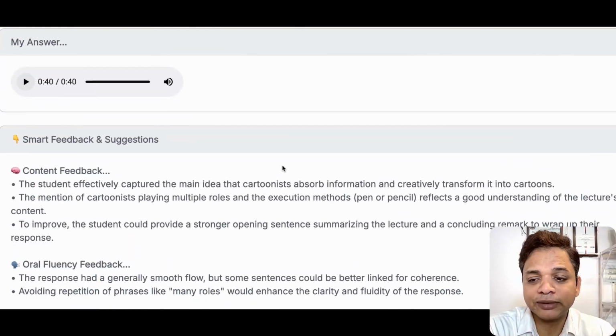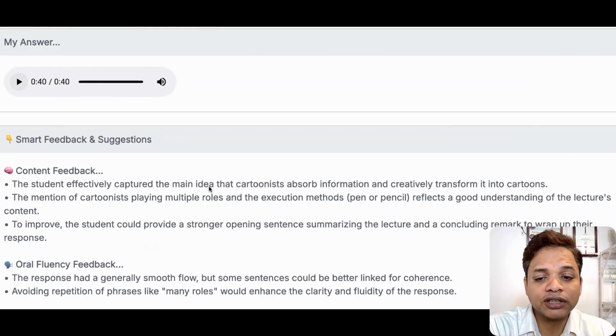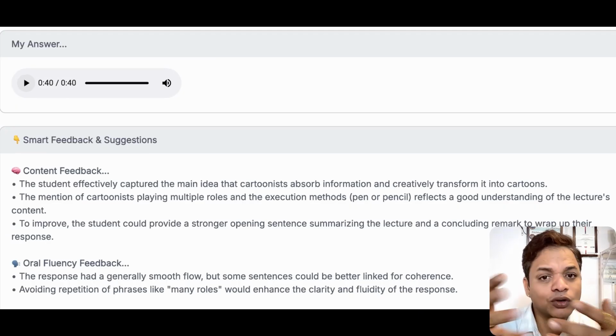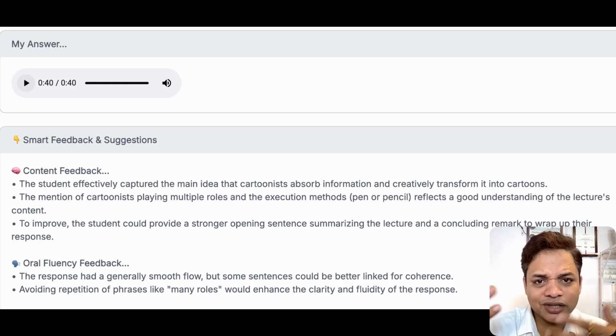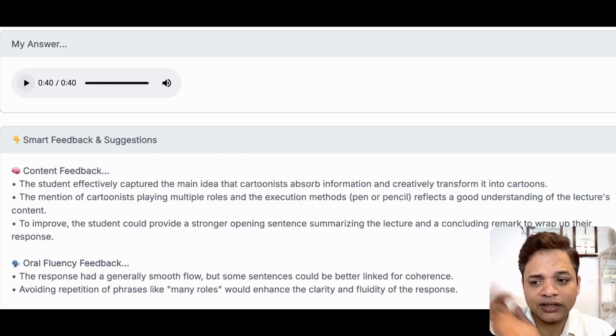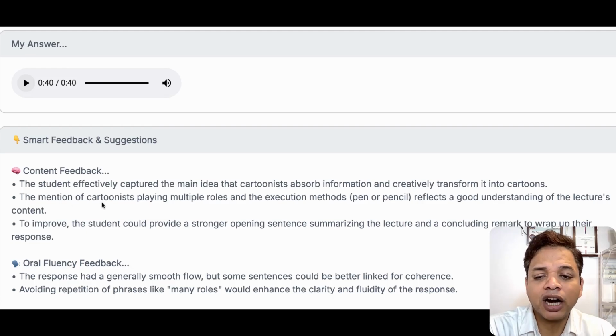Content feedback, what is it giving? The student effectively captured the main idea that cartoonists absorb information and creatively transform it into cartoons. So it is saying what I said, right? If I had a personal tutor, he or she would probably give me such feedback, right? So you have a virtual tutor with you 24/7, 24 hours, 7 days a week. The mention of cartoonists playing multiple roles and the execution methods reflects good understanding of the lecture's content.